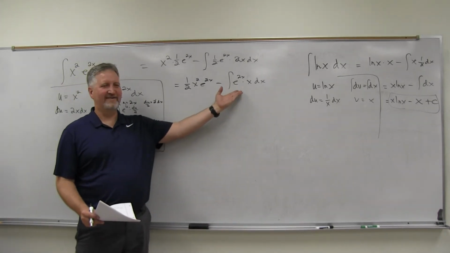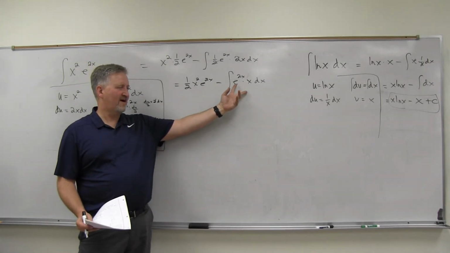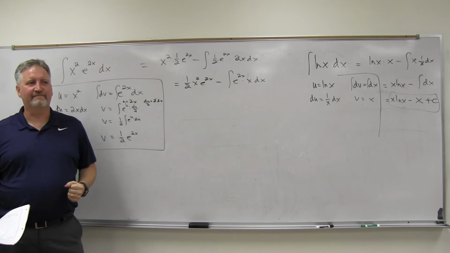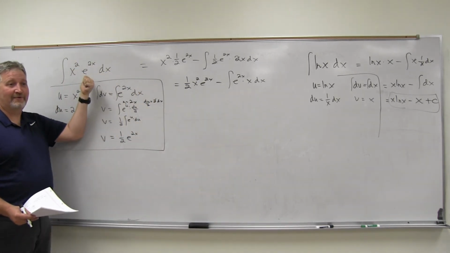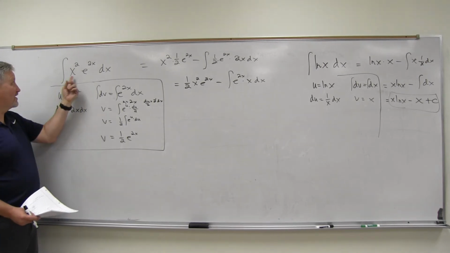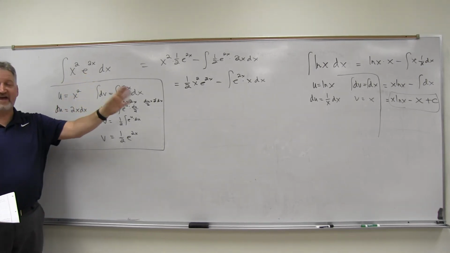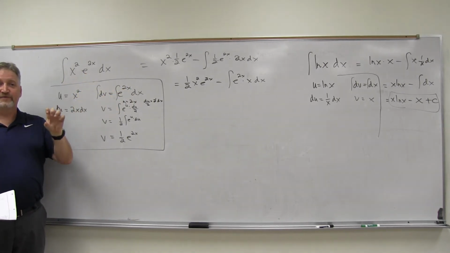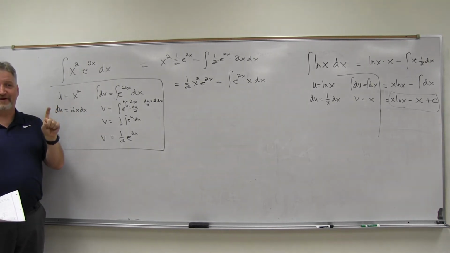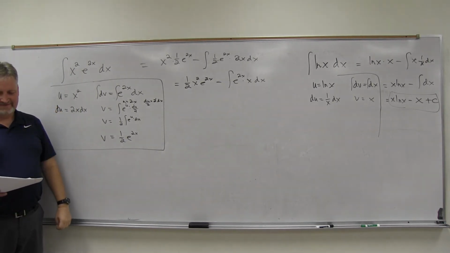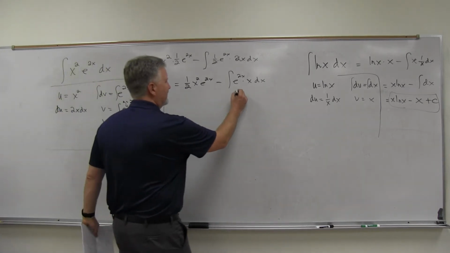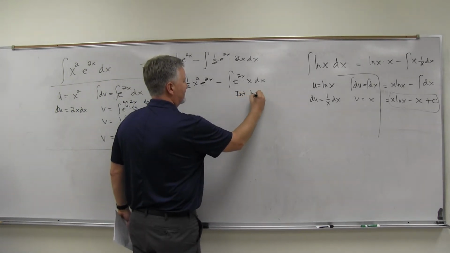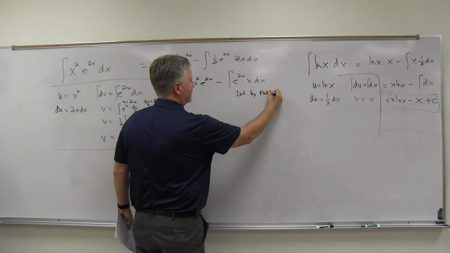Because, why? We still have x times e to the 2x in my integral, right? However, it's a better integral than we started with. So we've accomplished something, right? It was x squared e to the 2x. Now it's just x times e to the 2x. So we've decreased the power by 1. So guess what? Gonna do it again? Try one more time. Yeah. So we've got to do integration by parts on this one.